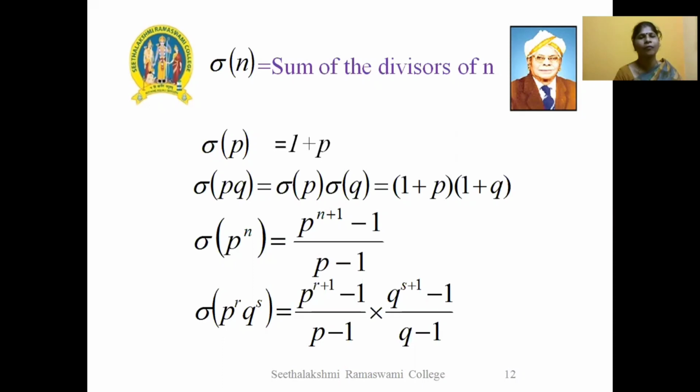The function sigma of n denotes the sum of the divisors of n. For this, we can use the following formula. Sigma of p is equal to 1 plus p. Sigma of pq is equal to (1 plus p) into (1 plus q). Sigma of p power n is equal to (p power n plus 1 minus 1) by (p minus 1). Sigma of p power r into q power s is equal to (p power r plus 1 minus 1) by (p minus 1) into (q power s plus 1 minus 1) by (q minus 1).